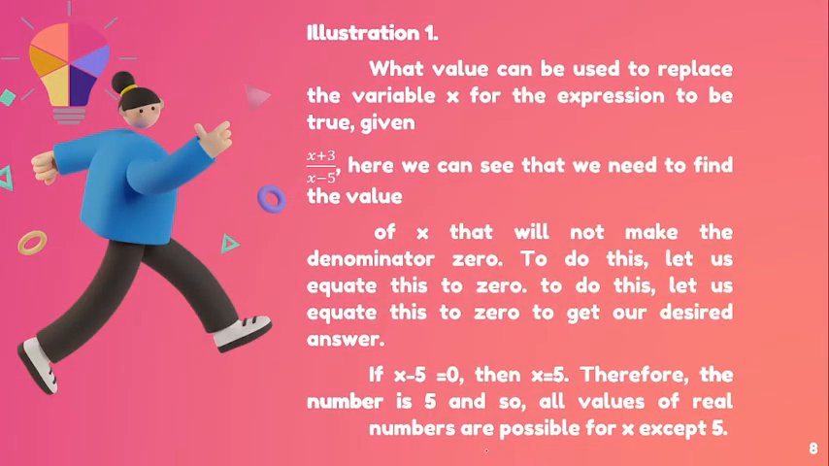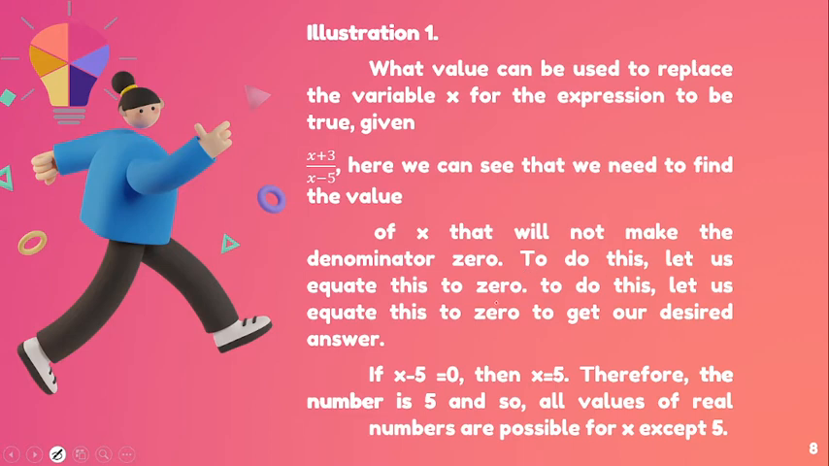Illustration 1. What value can be used to replace the variable x for the expression to be true, given (x + 3) over (x - 5)? Remember, students, we don't want the value of the denominator to be equal to 0, because it will be undefined. So we need to find the value of x that will not make the denominator 0.